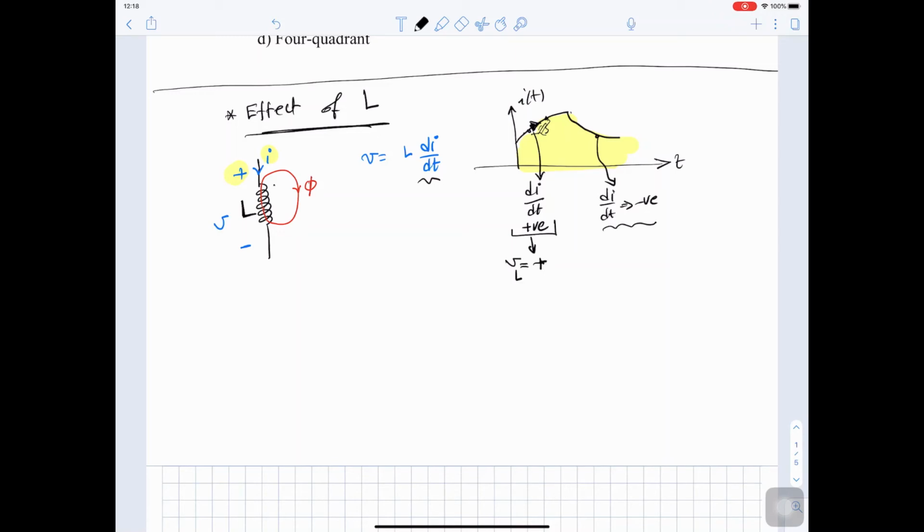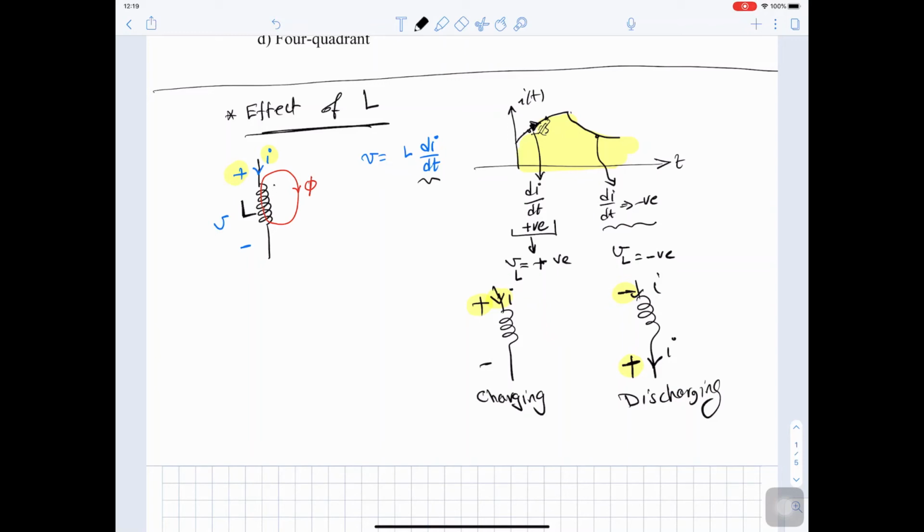And in this case, di/dt is negative, so the voltage across the inductor will be negative. So if we sketch the inductor, in this case, the voltage is positive. And if you sketch the inductor here, in this case, the voltage will be negative. As you can see here, the inductor is charging because the current I is entering the positive, while here I is leaving the positive, so it is discharging. So the inductor can charge or discharge based on the current.